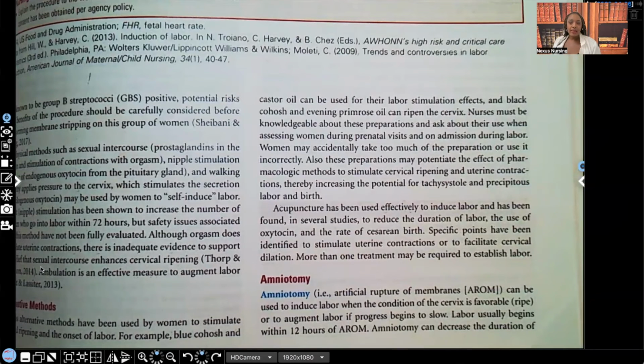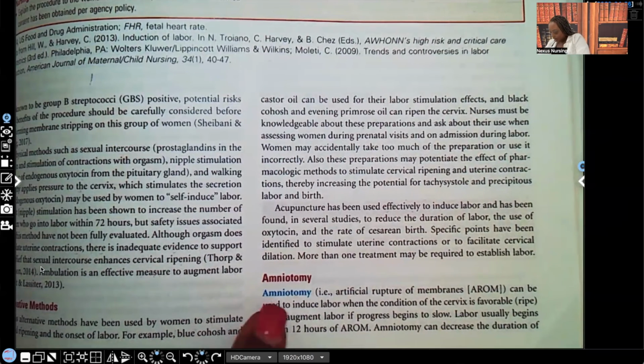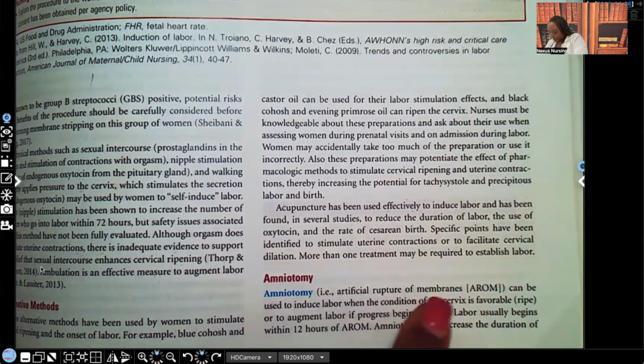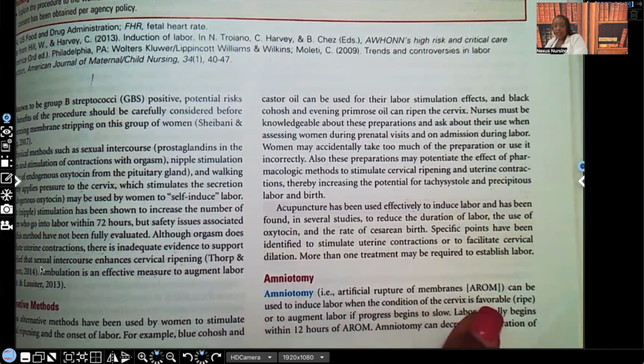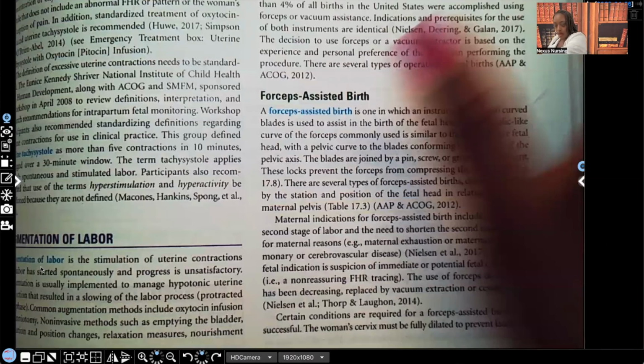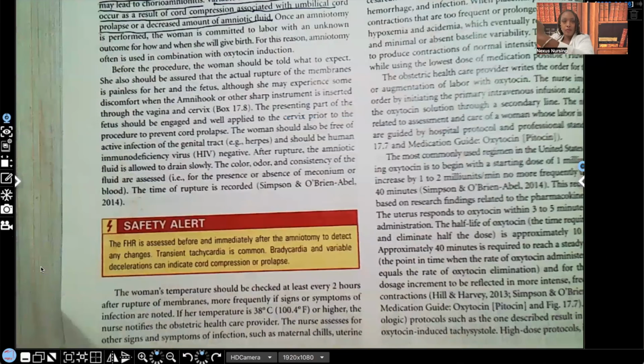Okay, guys, so the last thing I'm going to talk to you about is the amniotomy. That's the artificial rupture of the membrane. So basically, mom's water isn't breaking on its own. We're doing that for her, okay? So here it says amniotomy, artificial rupture of membranes, can be used to induce labor when the condition of the cervix is favorable, as in is ripe. So let's talk about the procedure right up here.